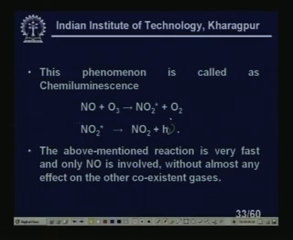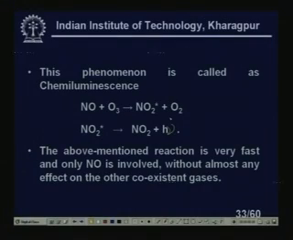The above-mentioned reaction is very fast and only NO is involved, almost without any effect of the other coexistent gases. You should remember this, because it does not react with the other gases, so the concentrations of other gases cannot be detected by that type of method. The phenomenon is called chemiluminescence. The nitrogen oxide reacts with ozone, making nitrogen dioxide in an excited state, which goes back to normal nitrogen dioxide.